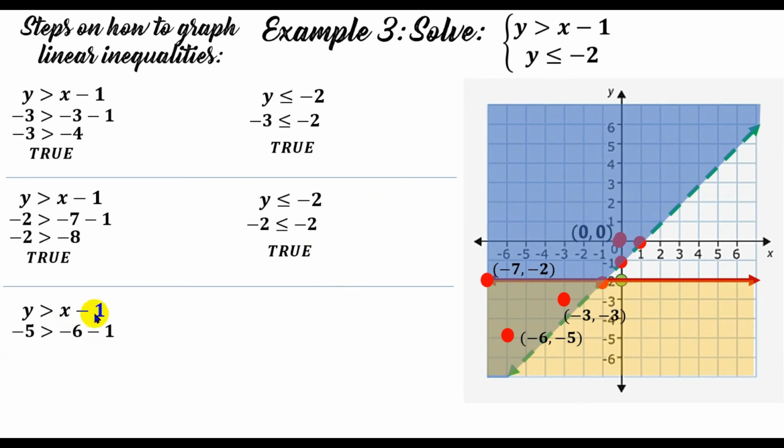And negative 5 is less than or equal to negative 2. This is also true. So, this is our graph for the third system of linear inequality. And our double shaded region is correct. That means the graph that we did for this system of linear inequality is also correct. So, let's proceed on our fourth example.